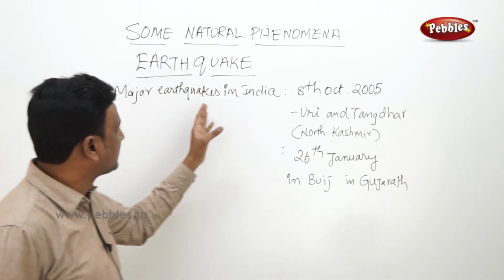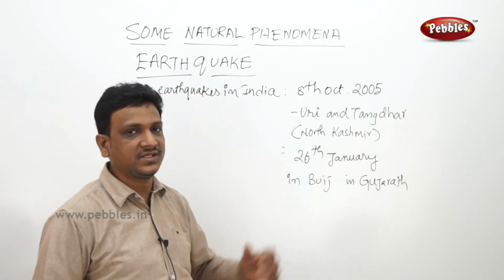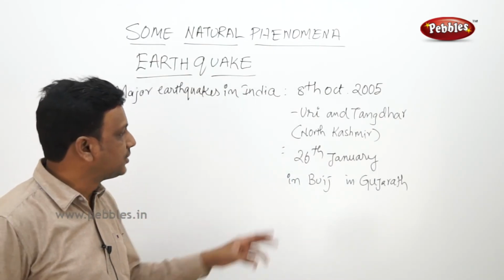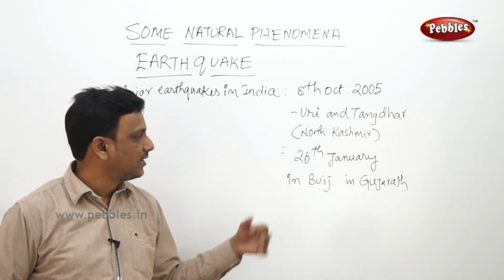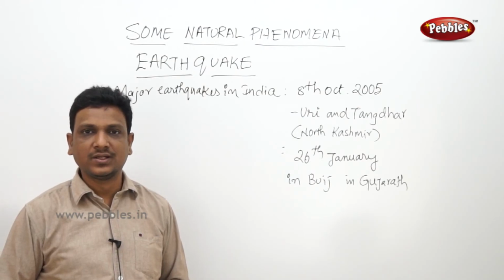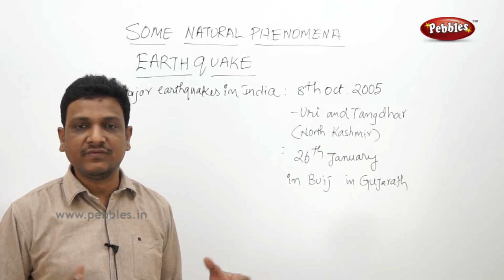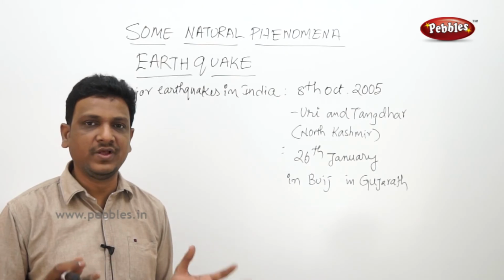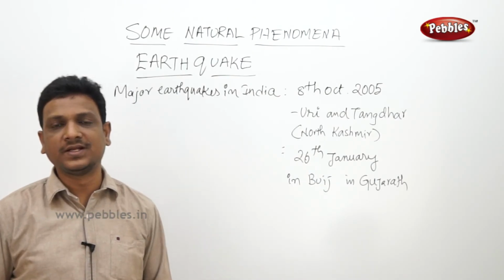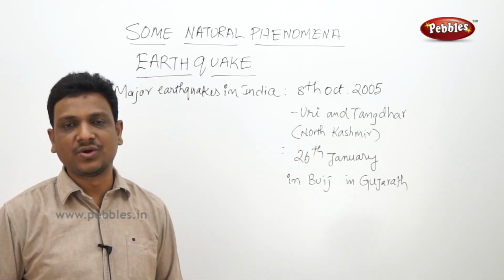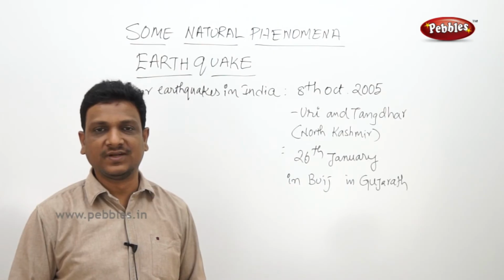Now let us see the major earthquakes that happened in India. 8th October 2005, Uri and Thangdar, North Kashmir. At this place there was a major earthquake. Later, on 26th January, in Bhuj in Gujarat, a major earthquake took place. Later we see that recently in Nepal there was a very big earthquake which led to the destruction of very old and ancient constructions. Nepal is full of old, traditional constructions. Those were all destroyed and people were killed. So when there is an earthquake, it leads to destruction of life as well as property.